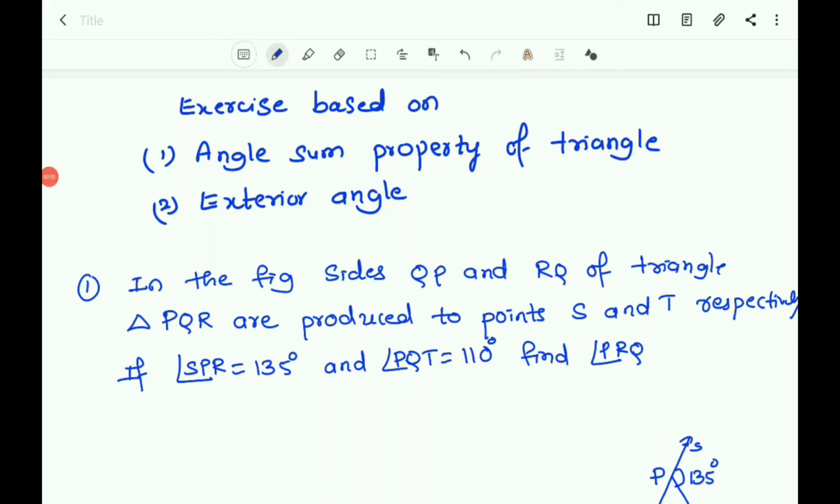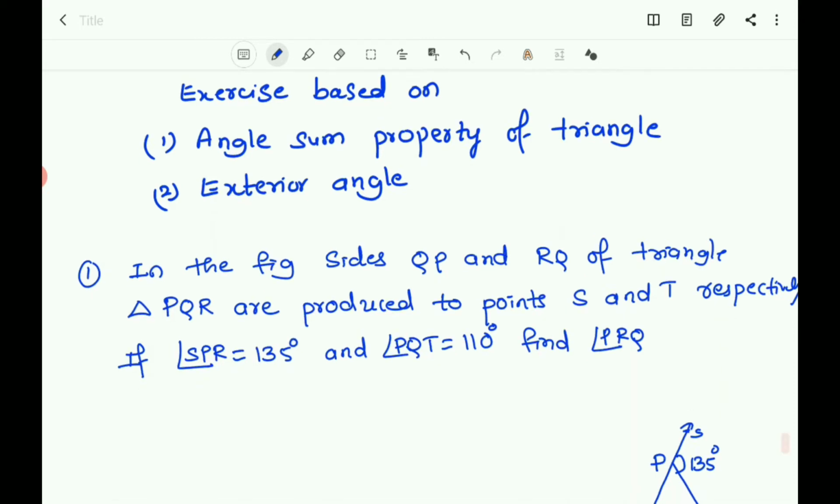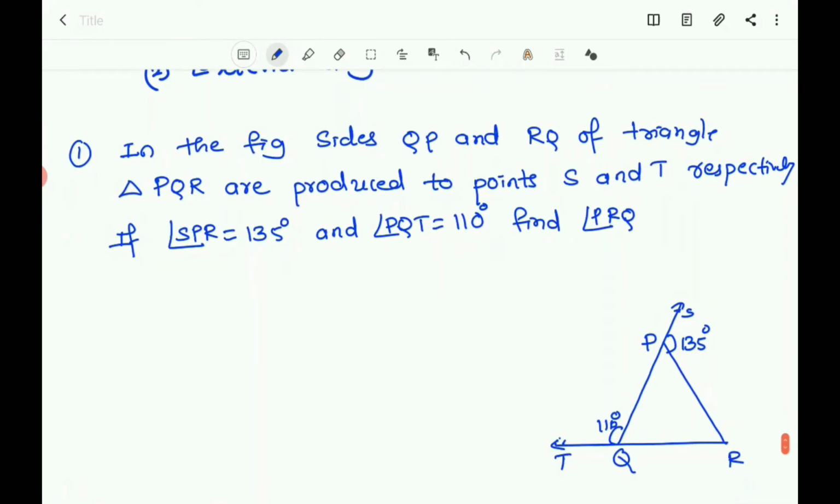Children, let us continue the chapter Lines and Angles. Now, let us solve the exercise based on angle sum property of triangle and also exterior angle of a triangle. So, let us solve the problems in the exercise based on angle sum property of triangle and exterior angle. Now, you take the first question.